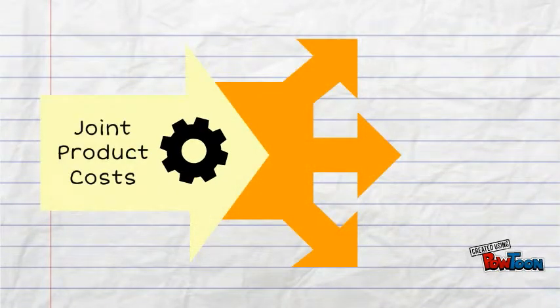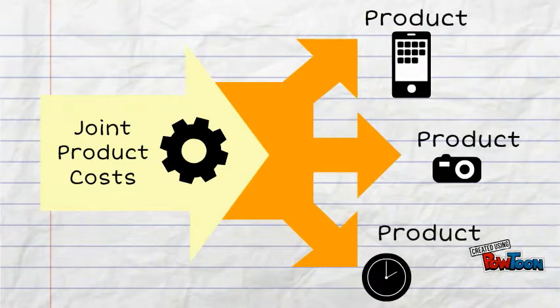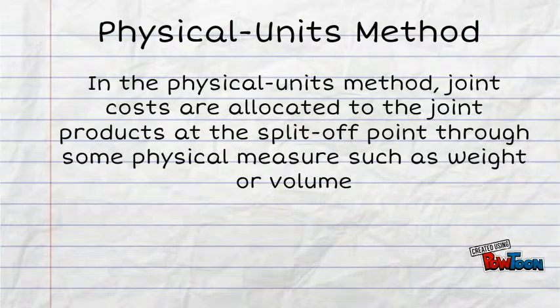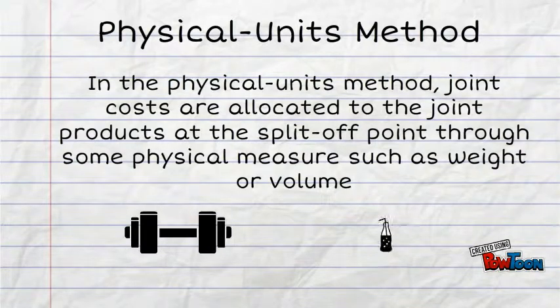As discussed in Chapter 14, the joint production process is one that produces two or more products. At the split-off point, the products go on to separate processes to finish production. Physical units method. In the physical units method, joint costs are allocated to the joint products at the split-off point through some physical measure such as weight or volume.